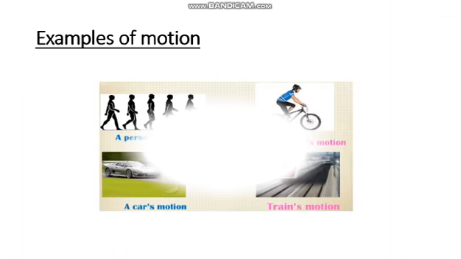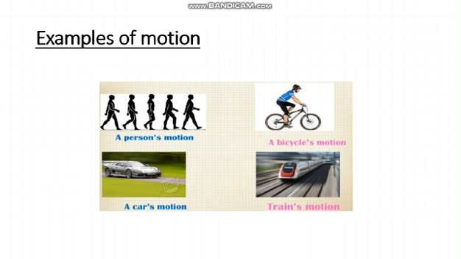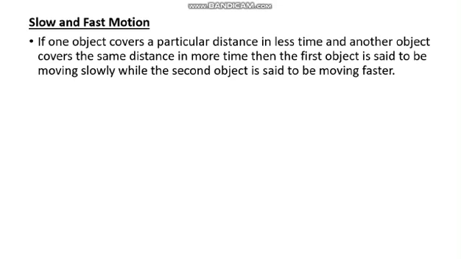Next we will see, you can see in this picture, the examples of motion. A person's motion, walking, a bicycle motion, how it's moving, a car motion and a train motion. Next we will see slow and fast motion.